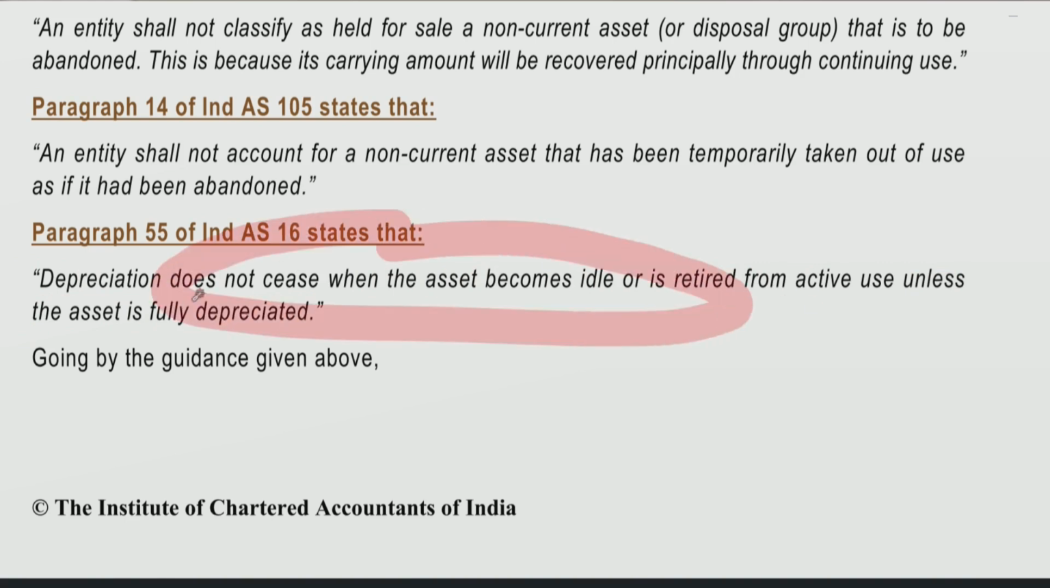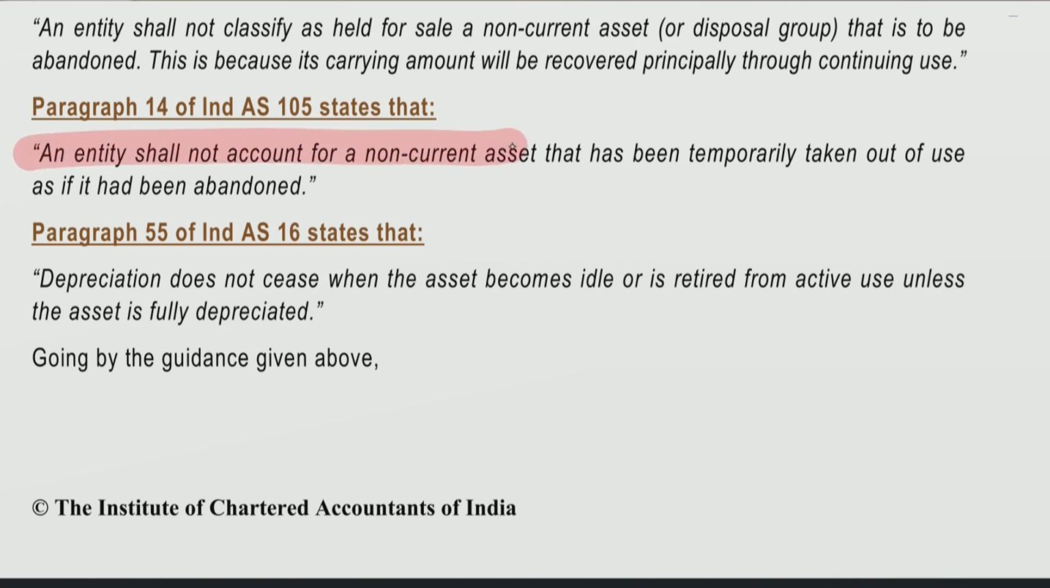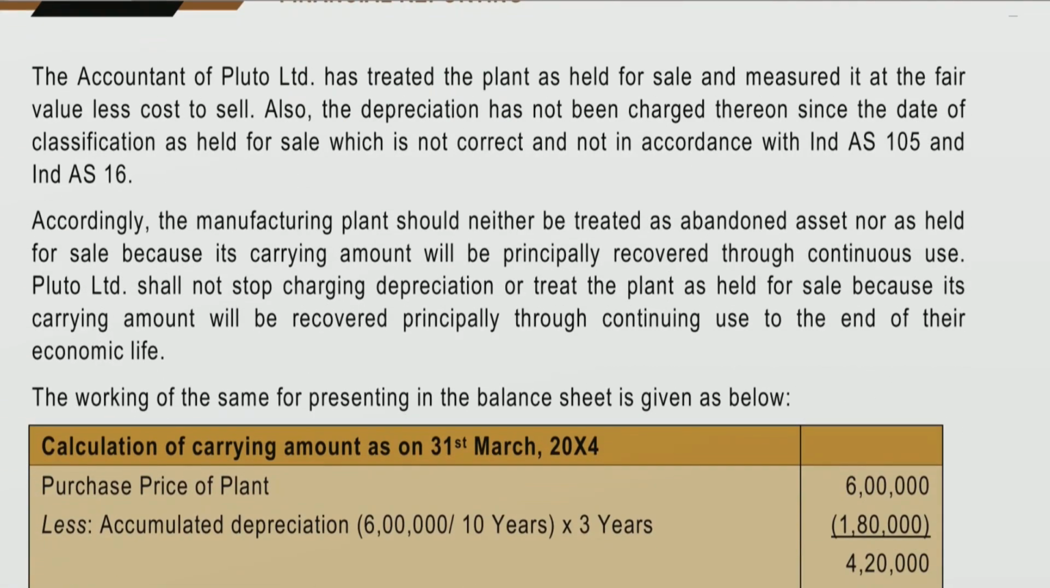This is the condition given under Ind AS 16, and what is written over here as per para 14 of Ind AS 105: an entity shall not account for a non-current asset that has been temporarily taken out of use as if it has been abandoned. So looking into all these conditions, we can confirm that the accountant of Pluto Limited has not given the right treatment, and that is what is mentioned in the answer over here.